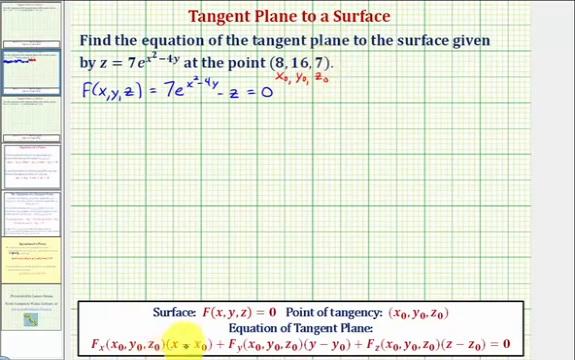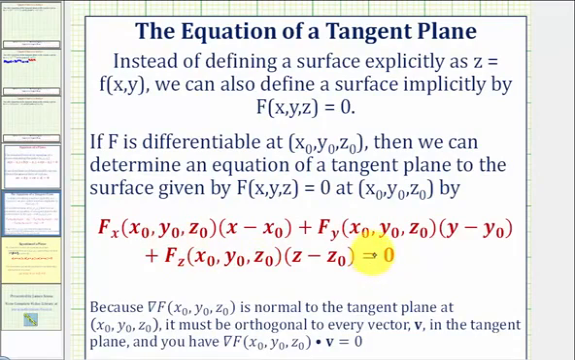Let's quickly review where the equation of the tangent plane comes from. The equation of the tangent plane comes from the dot product of the gradient of f and vector v, where vector v is a vector in our tangent plane. Since the gradient of f evaluated at the point of tangency is normal to the tangent plane at the point of tangency, it must be orthogonal to every vector v in the tangent plane, making this dot product equal to 0. So looking at the equation of the plane, notice how the components of our vector v in the tangent plane would have components x minus x sub 0, y minus y sub 0, and z minus z sub 0.